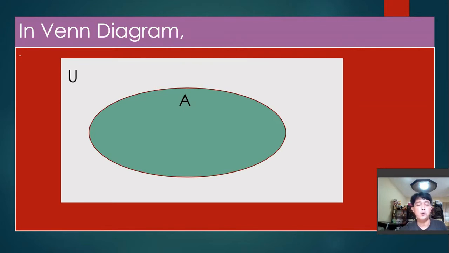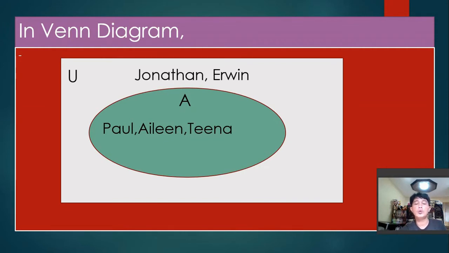which contains all the students who are the final contestants for the math challenge. They are Paul, Eileen, and Tina. Now, there are also students who were not selected as final participants. They are Jonathan and Erwin. So this oval represents the set of students who are final participants for the math challenge, and these two, which are outside the oval, were not selected as participants.